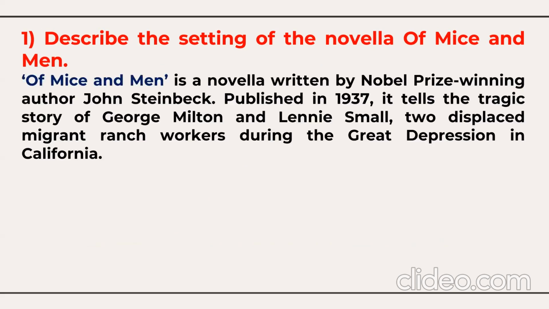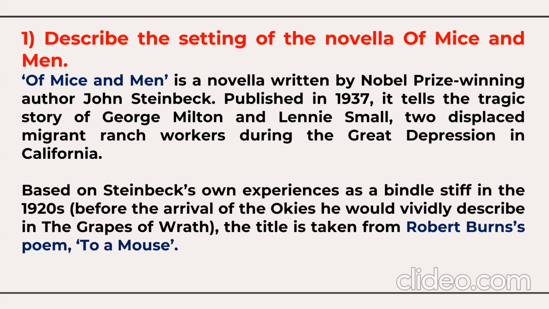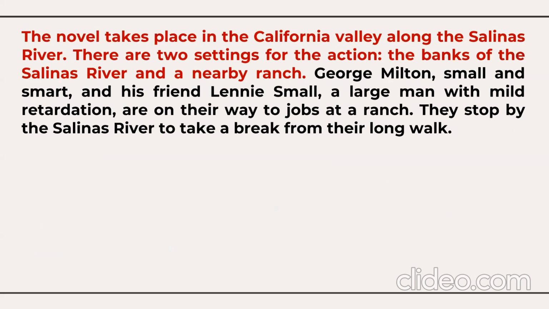Of Mice and Men is a novella written by Nobel Prize winning author John Steinbeck, published in 1937. It tells the tragic story of George Milton and Lenny Small, two displaced migrant ranch workers during the Great Depression in California. Based on Steinbeck's own experience as a bindle stiff in the 1920s. The title is taken from Robert Burns' famous poem To a Mouse. The novel takes place in the California Valley along the Salinas River.